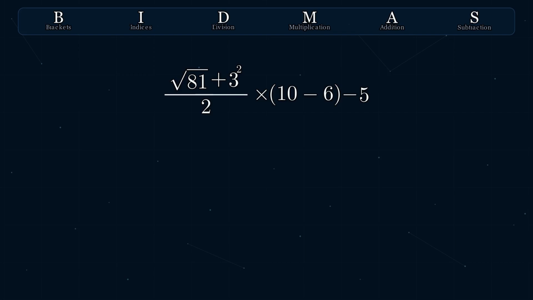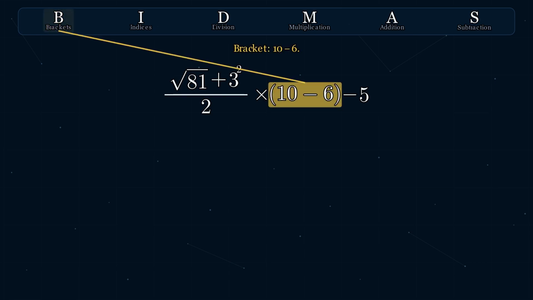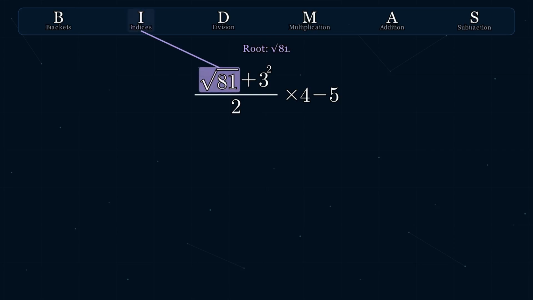Now the checkpoint question. Do not try to do everything at once. Just scan it. There is a bracket, a square root, a power, a fraction, multiplication, and subtraction. Start with the bracket. 10 minus 6 equals 4. Now deal with the root and the power.